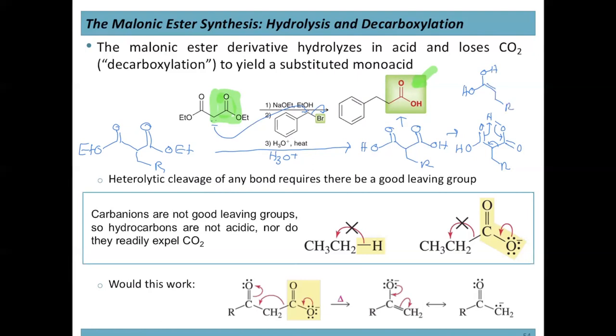There's the R group that we added. And you can see that we've got an enol, and again, we're going to tautomerize and finally get to our product there. So one of the reasons this works is because a carboxylic acid with an adjacent carbonyl on the beta position can actually be a good leaving group.